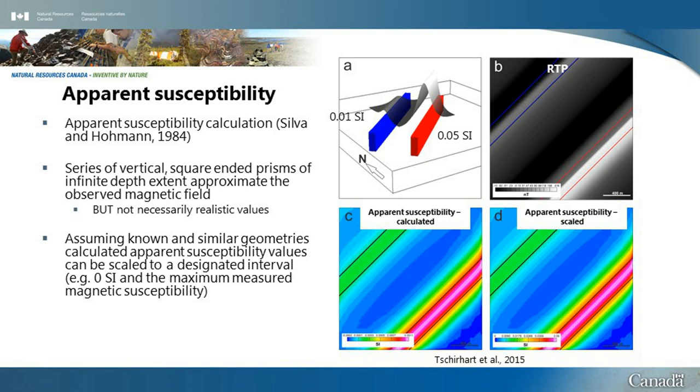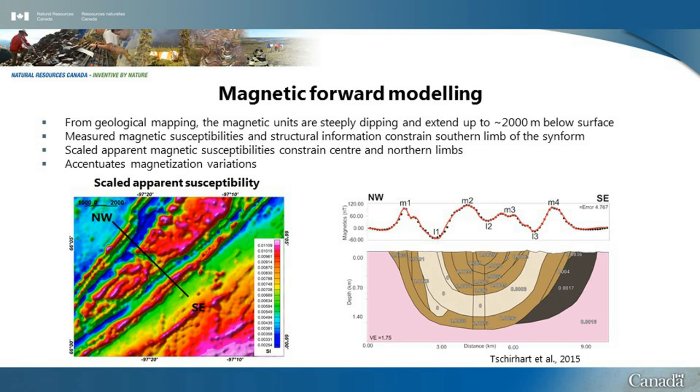Apparent susceptibility works by assuming that a series of vertical, square-ended prisms of infinite depth extent approximate the magnetic field. So assuming that we have a good idea of the most magnetic units in the area, that geometrically things aren't that different, and that there isn't that much glacial overburden, because you have depth issues, we scaled the apparent susceptibility, as it was calculated, to within the known constraints: zero and then the maximum susceptibility of the belt. And we were able to get really representative values. The sampling corresponded really well, and we were able to pick out more detail on the magnetic image. So it essentially acted like a new source, not that we need another source edge detection map.